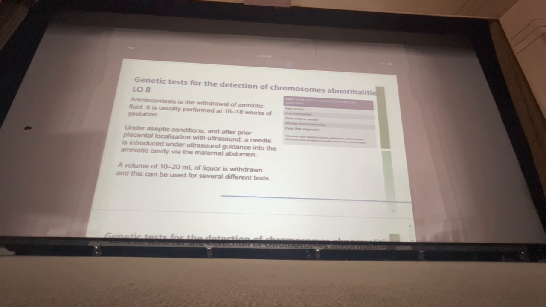So it is harmful sometimes. It causes discomfort to the mother and sometimes complications also, for the mother and the baby. A volume of 10 to 20 ml of fluid is withdrawn and this can be used for several different tests.